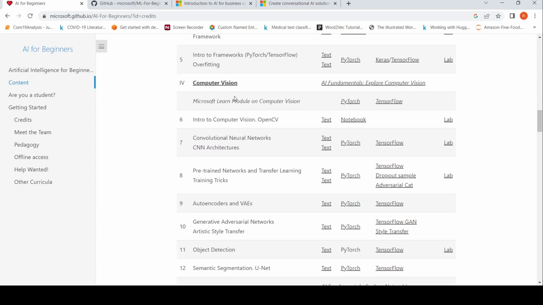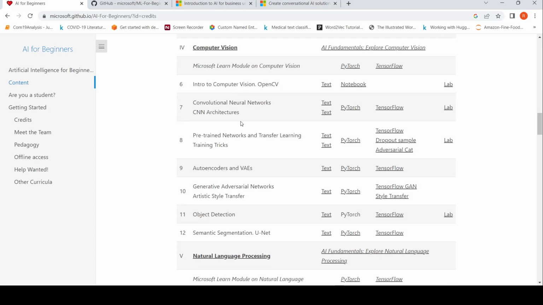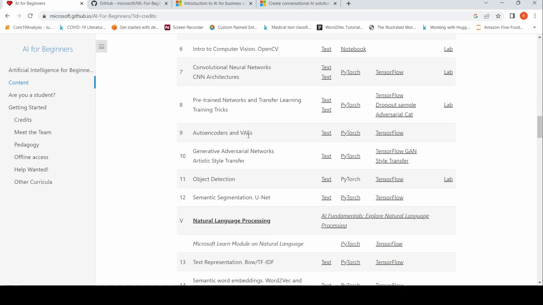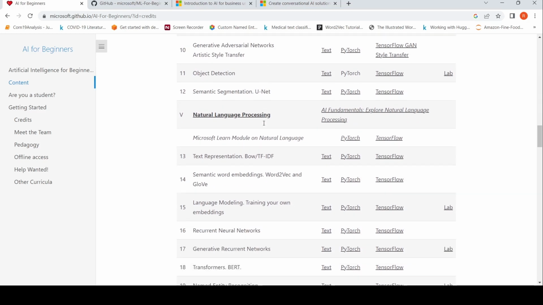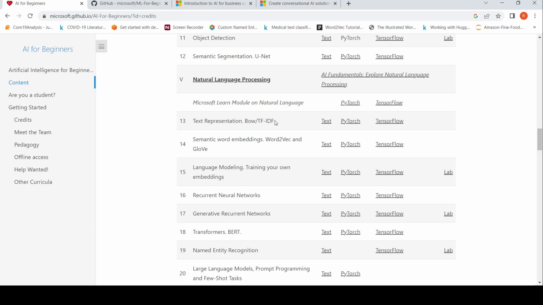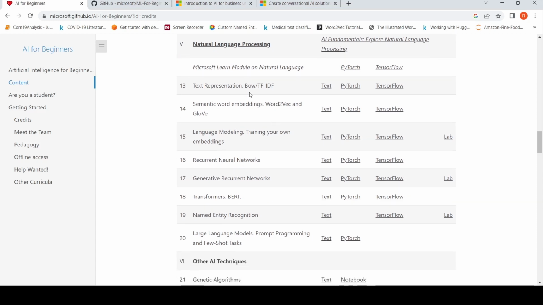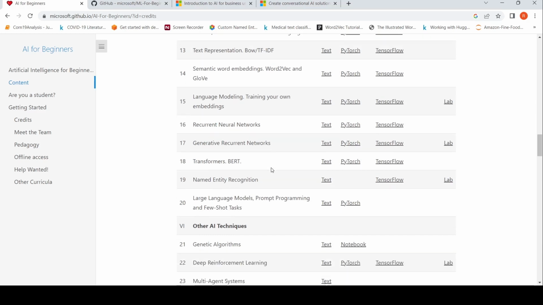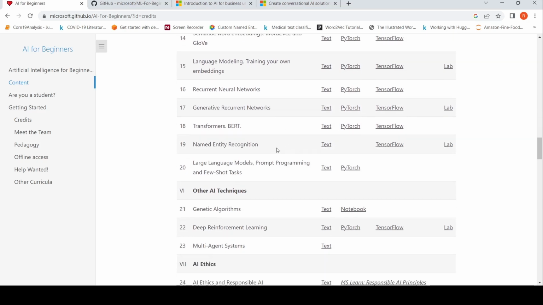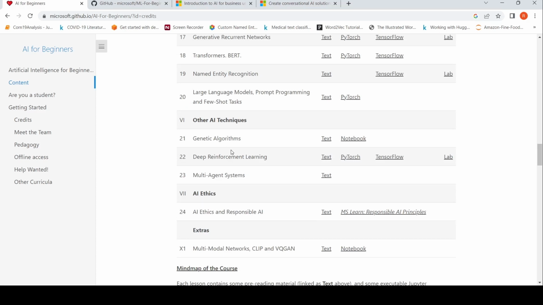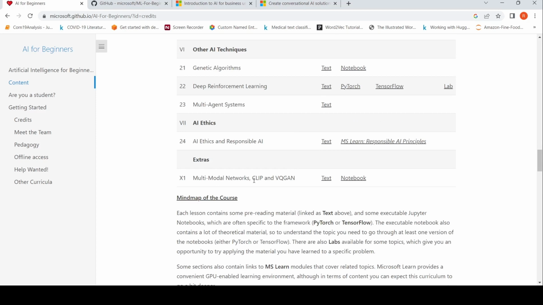Then it talks about computer vision. What is computer vision? What are CNN architectures? What are autoencoders? What are GANs? What is semantic segmentation? It talks about natural language processing. So here you have chapters from text representation, basically TF-IDF and bag of words, all the way to transformers and BERT, with some applications like named entity recognition, large language models, and prompt programming. Then you also have other techniques like genetic algorithms and AI ethics. There are some extras which talk about CLIP, VQGAN, and multimodal networks.